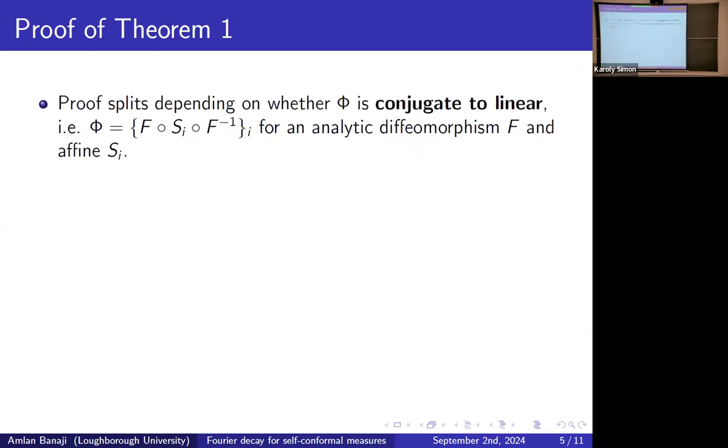So the proof of this splits into 2 cases, depending on whether the IFS is conjugate to linear or not. And by conjugate to linear, I mean that it can be written in this form F composed S_i composed F inverse for some analytic diffeomorphism F and some affine contractions S_i.